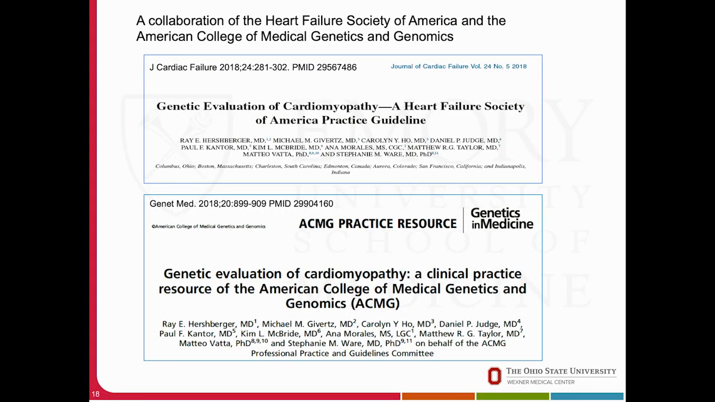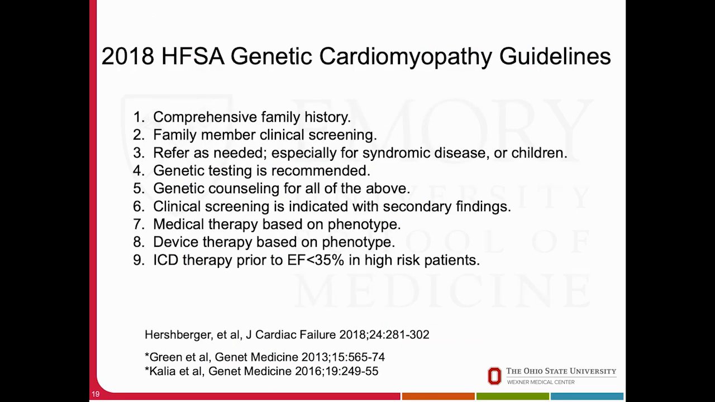There are guidelines. The Heart Failure Society of America had the first, published in 2009, and it was re-upped in 2018 in concert with the American College of Medical Genetics. It was a nice group, it took a lot of work, but important. This is a one-slide summary of the guidelines. Comprehensive family history always, and family member clinical screening with a new diagnosis of any cardiomyopathy. Refer as needed, especially for syndromic disease or for children. I'm an adult cardiologist, and if it's syndromic, we punt to real geneticists or to those who are specialized in childhood disease.